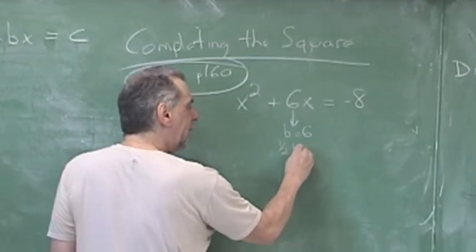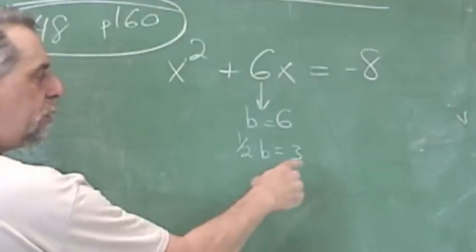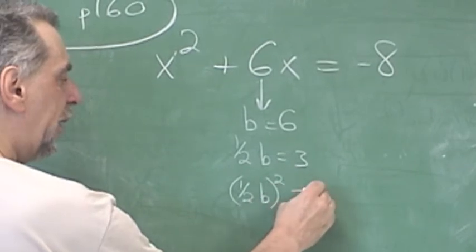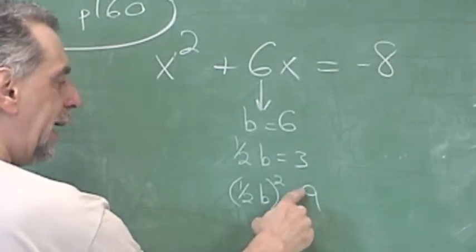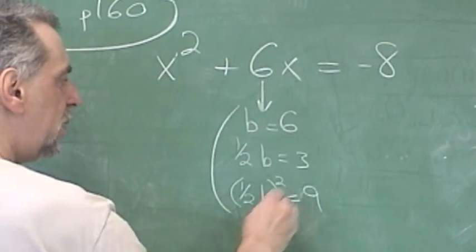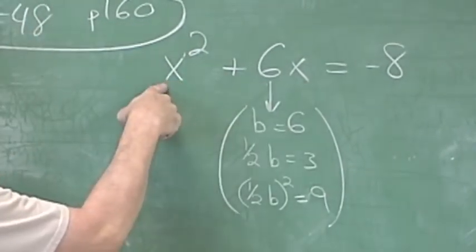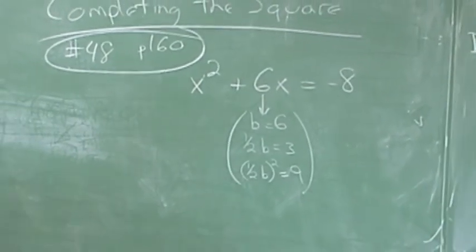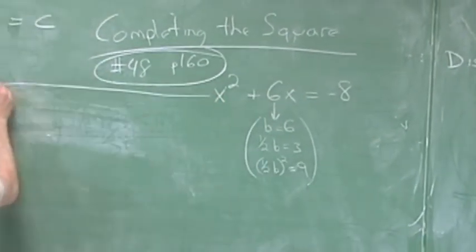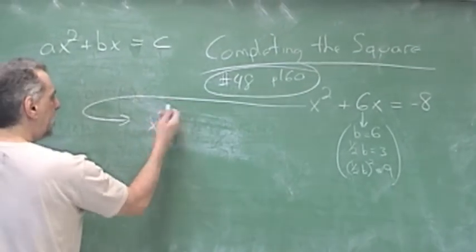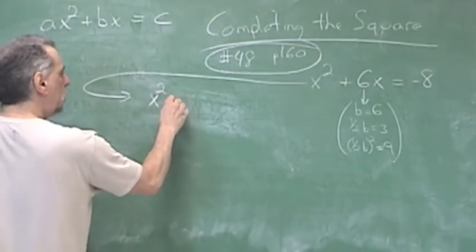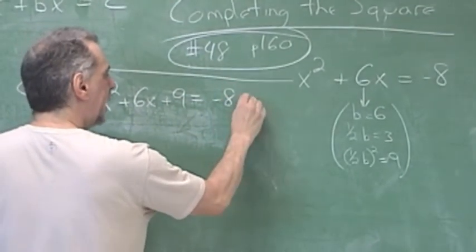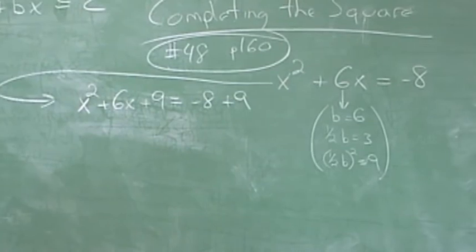You take half of that, and then you square that number. You take the half of the b that you found, and you square it. This is the number that we're going to add to both sides of the equation to create a perfect square trinomial over here. And of course, we have to balance the equation on the other side. So now, let's come over here. So now we're going to add that number, 9, to the left-hand side. And again, obviously, we have to add it to the other side also.